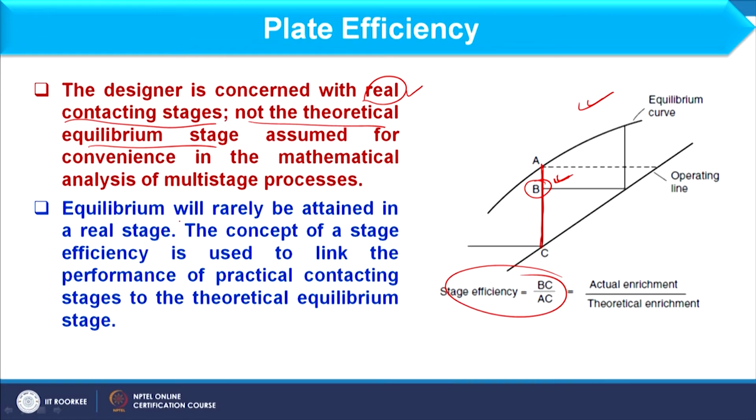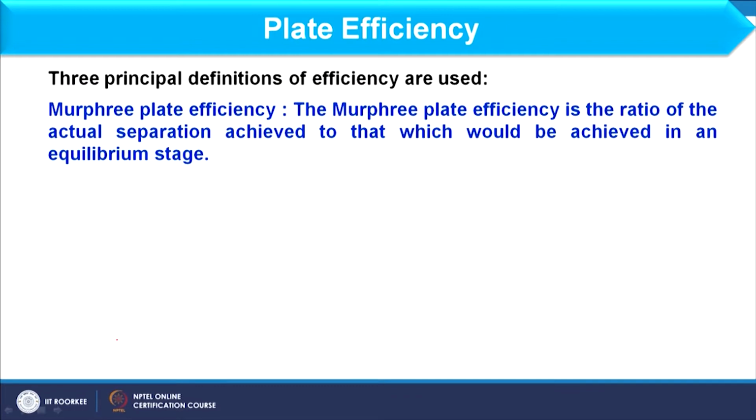Further, equilibrium will rarely be attained in real stages. The concept of stage efficiency is used to link the performance of a practical contacting stage to a theoretical equilibrium stage. So, you can see how much we should enrich and how much we have enriched as far as concentration in the vapor phase is concerned. In that way we consider the plate efficiency. Some information is already available with you, so let us revise that, and then we will discuss plate efficiency in detail.